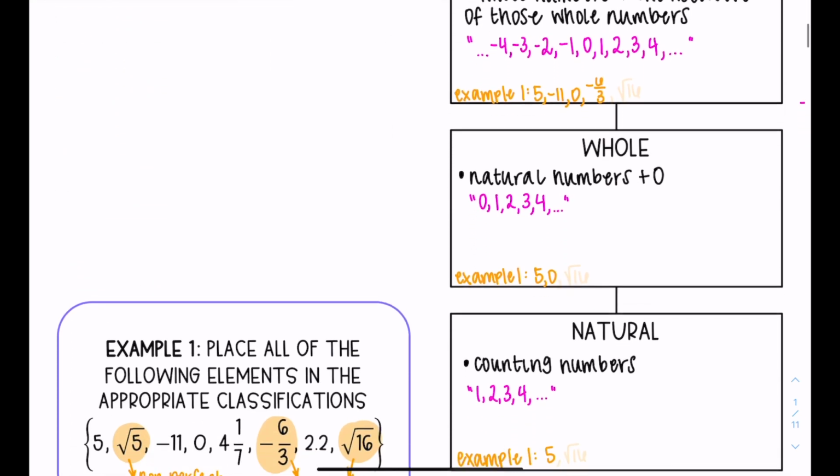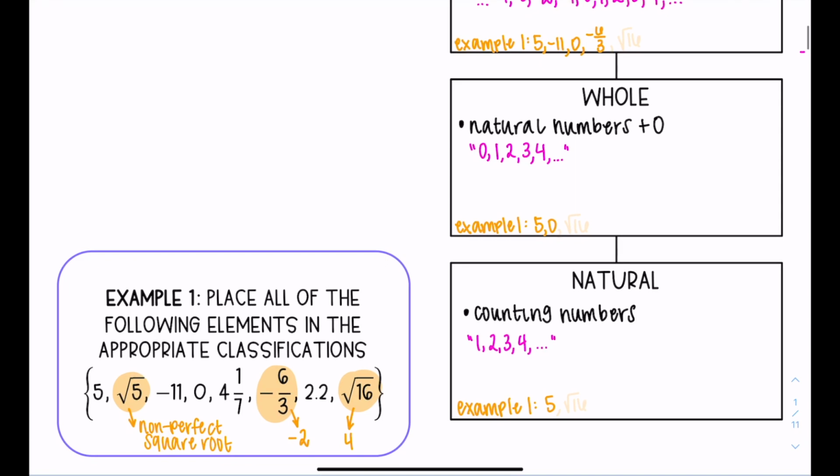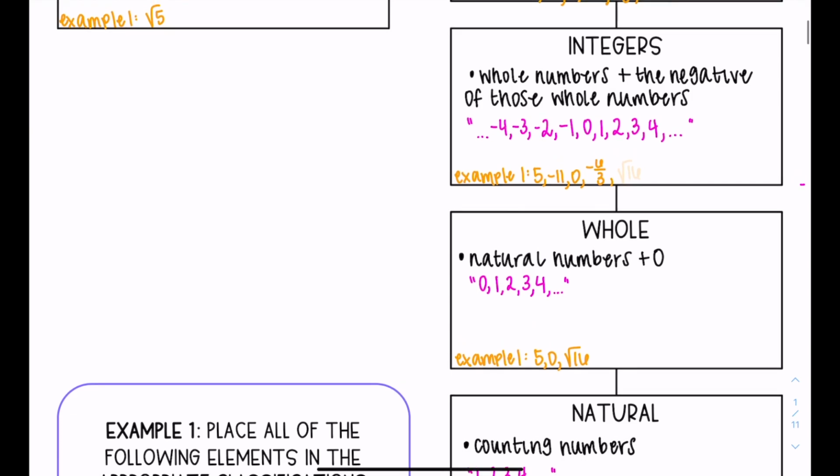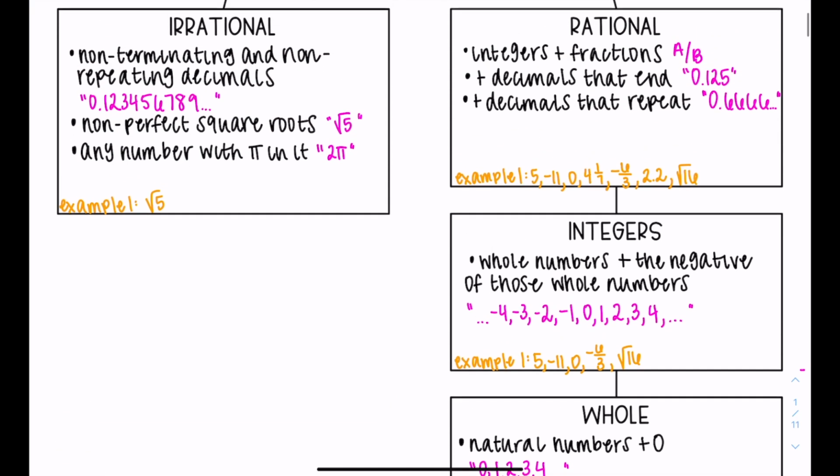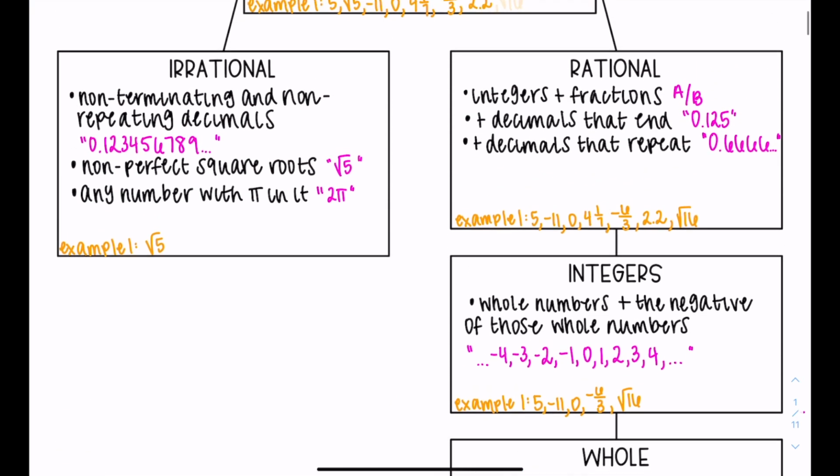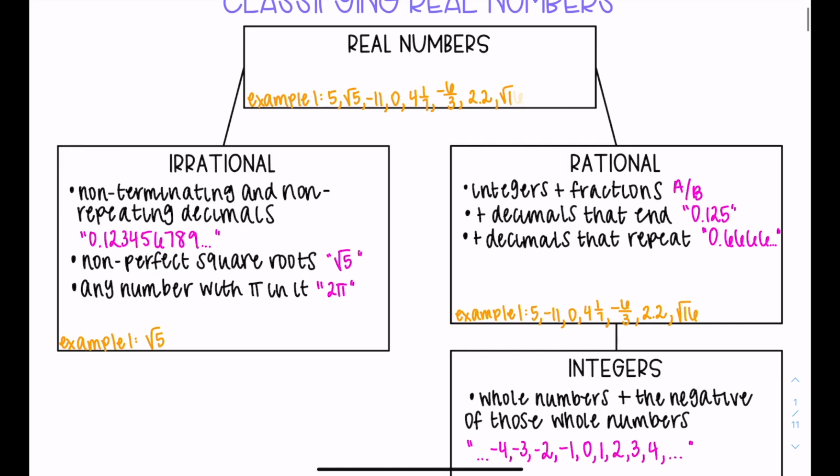And the last one is square root of 16. That simplifies to be 4. And so that is a natural number, which means that it's also a whole number, which means that it's also an integer, which is a rational number, and finally, it's a real number.